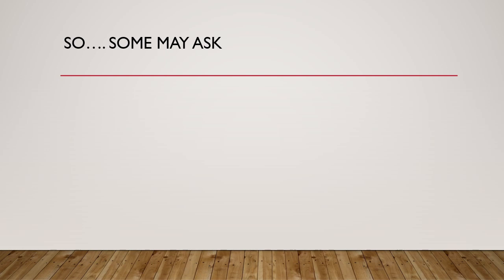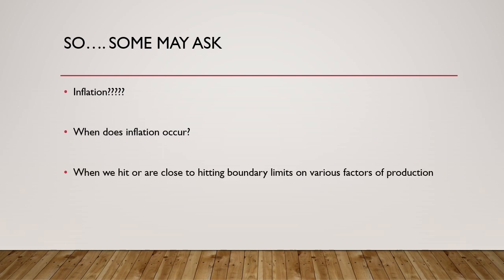So some people may ask, what about inflation? Well, I agree, inflation is the limit that can be imposed on this modern monetary theory. But I would ask, when does inflation actually occur? Inflation occurs only if we hit limit boundaries on the factors of production, or the slack on those factors of production goes away.